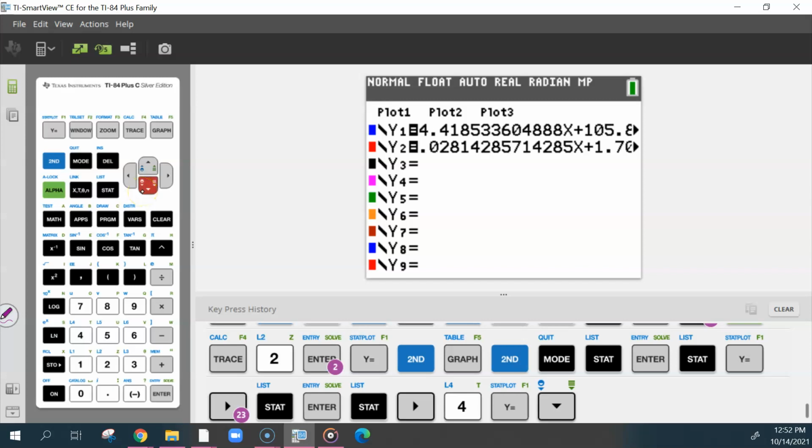This one also has a lot of decimals. I'm going to put this as 2 decimal places as well. So 0.03x plus 1.7. Like 1.71, just so we don't have 0.7.